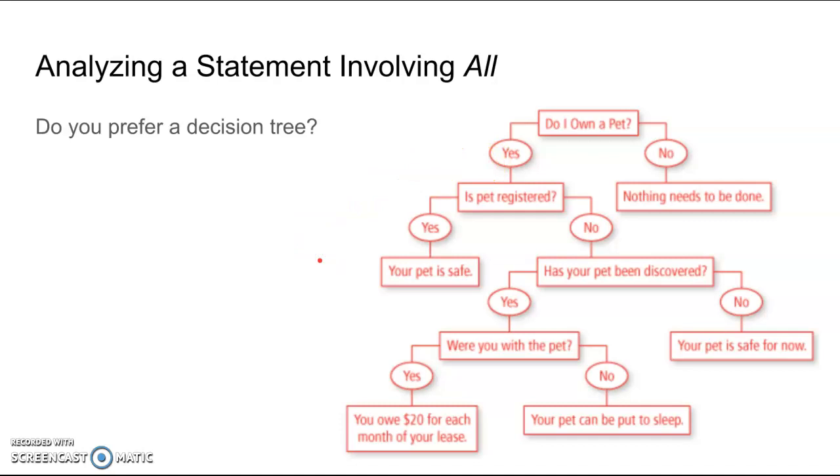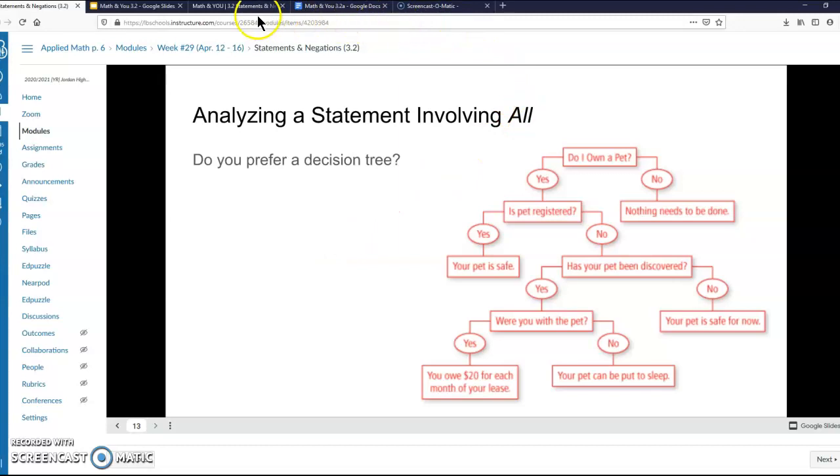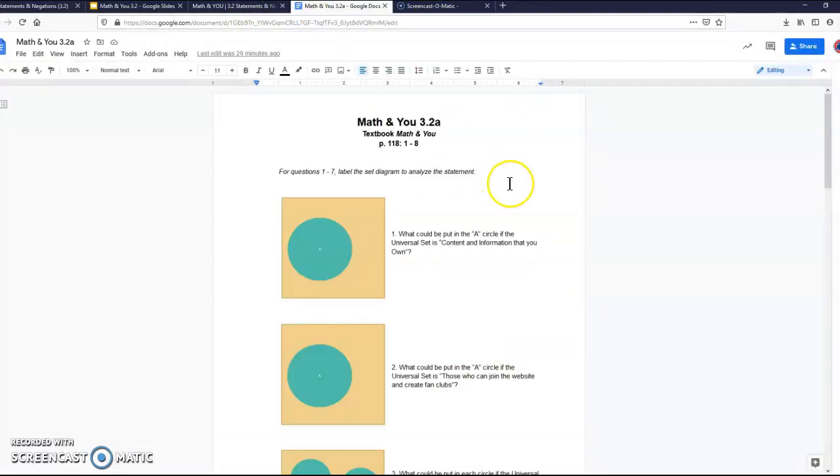Now, that's the end of this video right here, so let me see if I can quickly keep this all together into one thing. So this is what the homework assignment is going to look like. There are 8 questions, and I've gone ahead and just given you a set diagram, and I've asked you to identify usually what's inside. So like in this one, I say, what could be put in the A circle if the universal set is content and information that you own? So you go to the page and read the question, and it should be obvious. I'm basically telling you what this is out here, and you're just going to list what's inside.